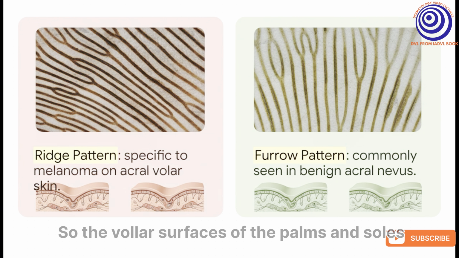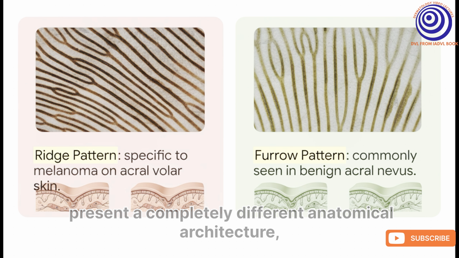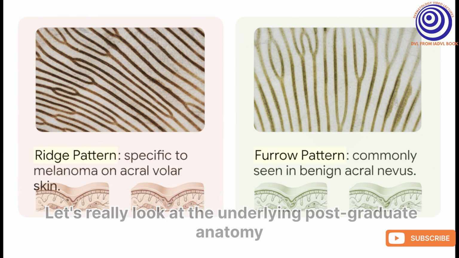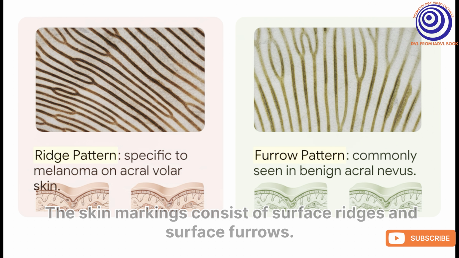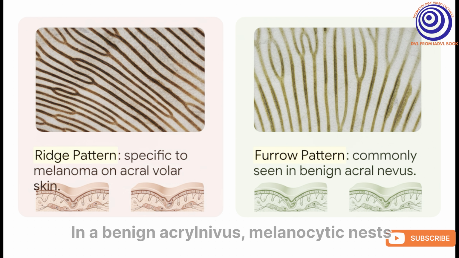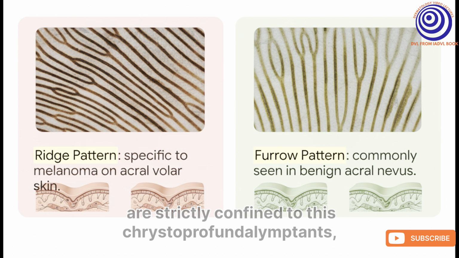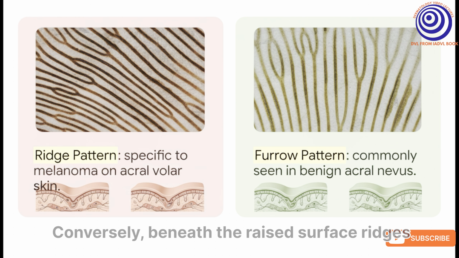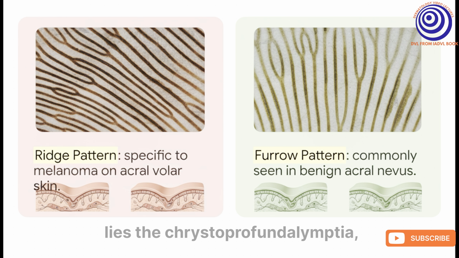So, the volar surfaces of the palms and soles present a completely different anatomical architecture, mostly dictated by dermatoglyphics. Let's really look at the underlying postgraduate anatomy here. The skin markings consist of surface ridges and surface furrows. Histologically, beneath the furrows lies the crista profunda limitans. In a benign acral nevus, melanocytic nests are strictly confined to this crista profunda limitans, creating what we call the parallel furrow pattern. Conversely, beneath the raised surface ridges lies the crista profunda intermedia.